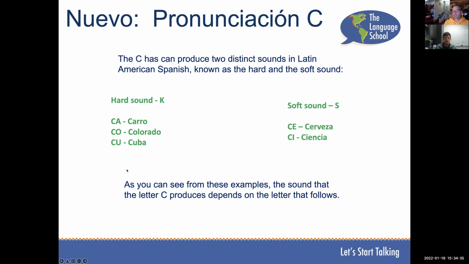It has to do with the letter that follows. Specifically, if it's followed by an A, O, or U, it produces the hard sound. If it's followed by an I or an E, it produces the soft sound.